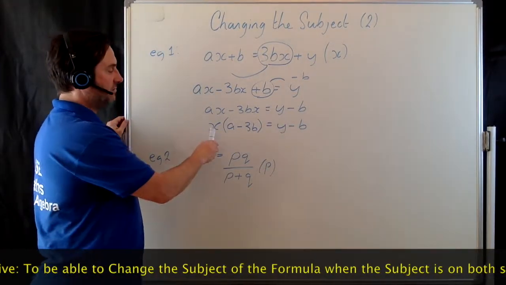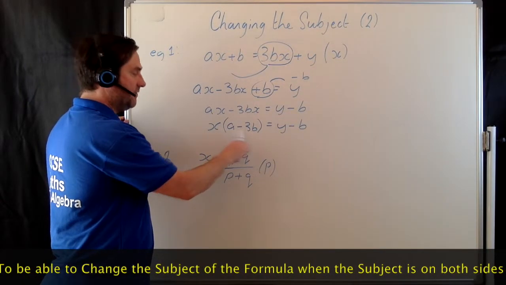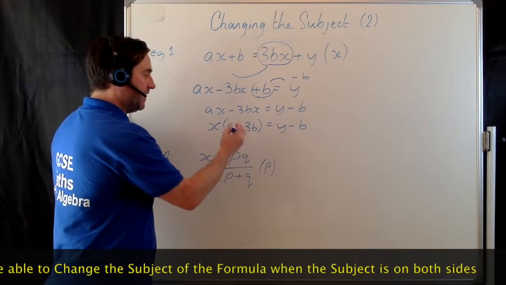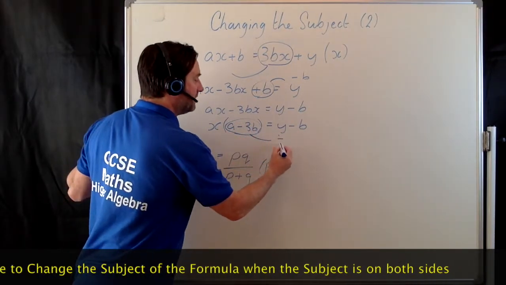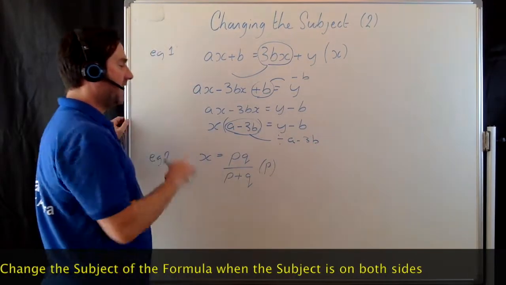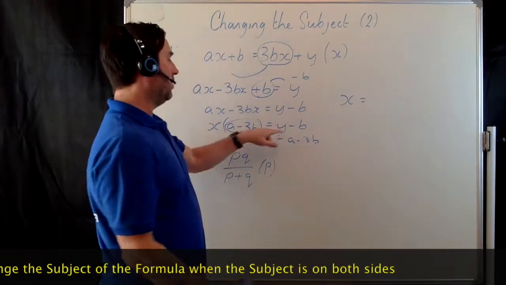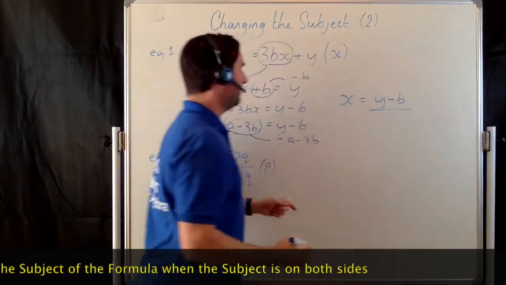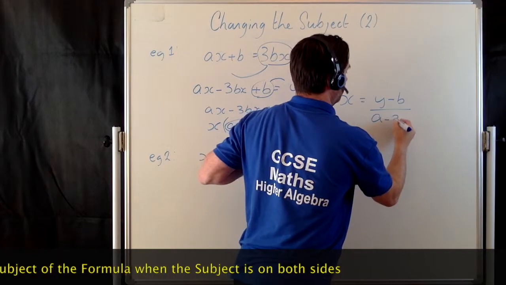Now what I can do, because I'm multiplying the x by the a minus 3b, is divide by the a minus 3b on both sides. So in effect I'm taking this over here because I'm timesing, and I'm dividing by a minus 3b on the other side. That's then going to leave me with x equals y minus b, divided by a minus 3b.